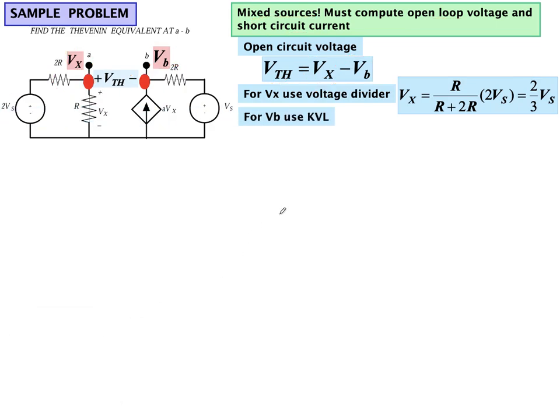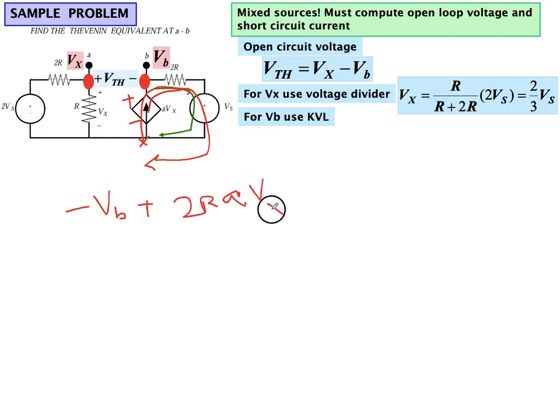So if we look closely, we can find VB using KVL. So let's apply KVL. Let's start from this point. If this is VB and the current is going in this direction, so it is plus minus. If we start from this point and apply KVL in the clockwise direction, it would be minus VB plus, this current is going through this resistance, so it is 2R times AVx, and then plus Vs is equal to 0.